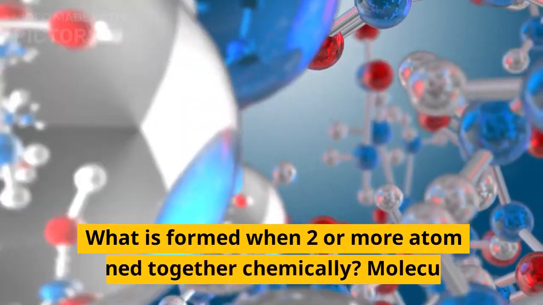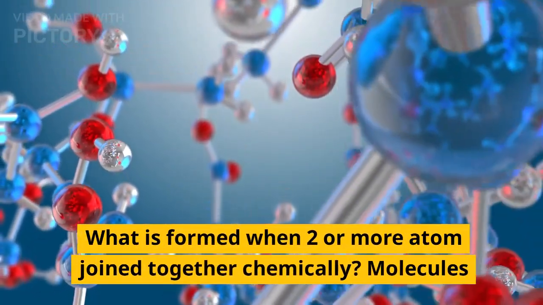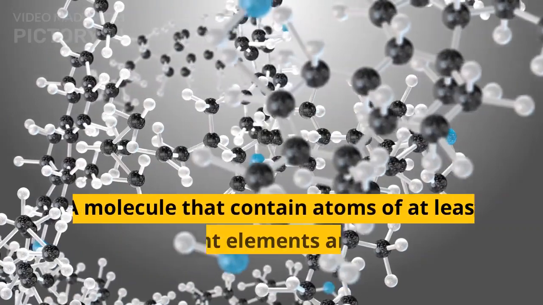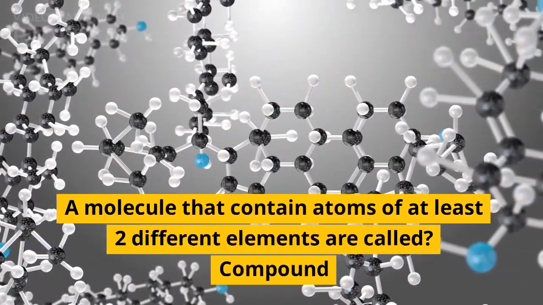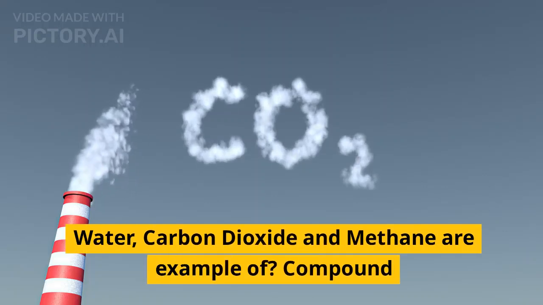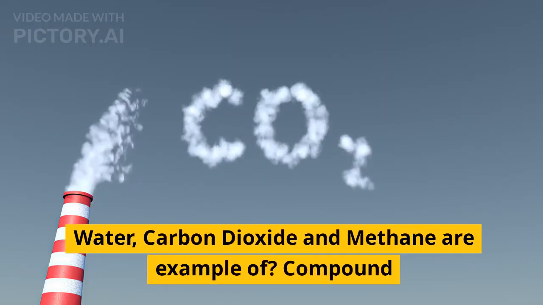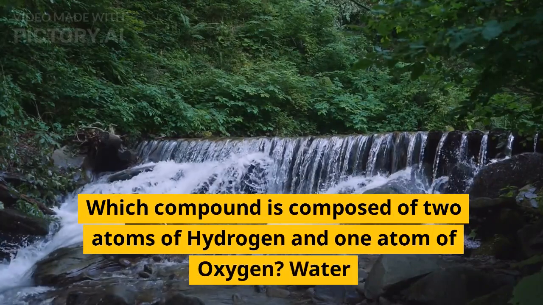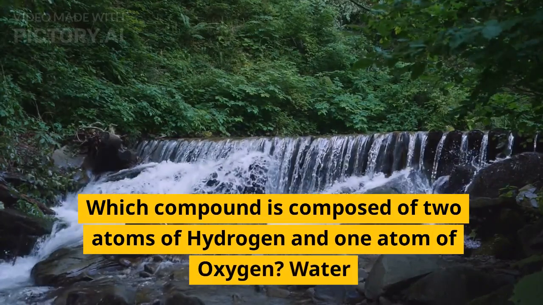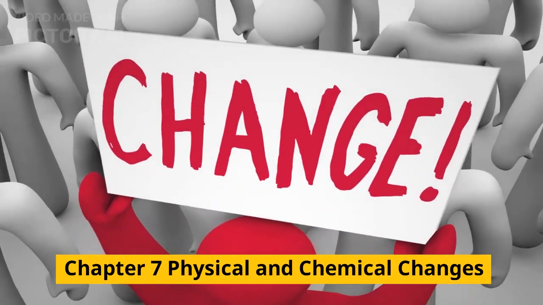What is formed when two or more atoms join together chemically? Molecules. A molecule that contains atoms of at least two different elements is called a compound. Water, carbon dioxide and methane are examples of compounds. Which compound is composed of two atoms of hydrogen and one atom of oxygen? Water. Chapter 7: Physical and Chemical Changes.